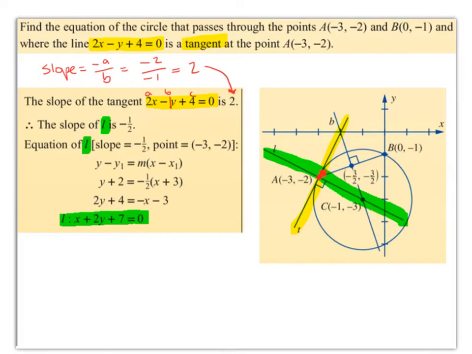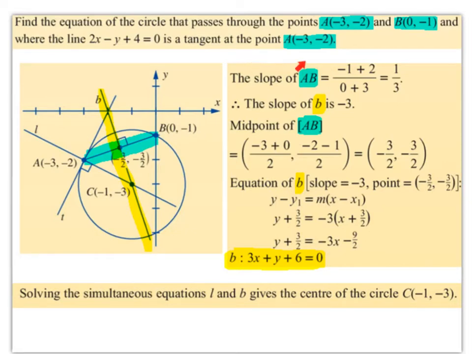We also know a point that's on the green line, (-3, -2). So subbing those into the equation of a straight line, y - y1 = m(x - x1). So the slope is -1/2, a point on the line is (-3, -2). We get the equation of the line to be x + 2y + 7 = 0. So this is the equation of the green line. And remember that this green line passes through the centre.